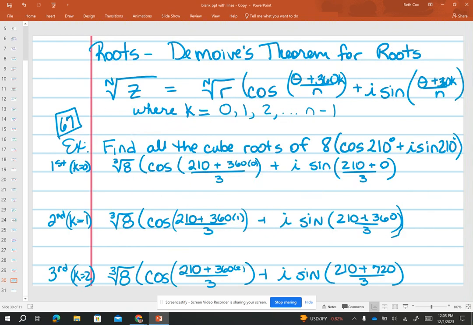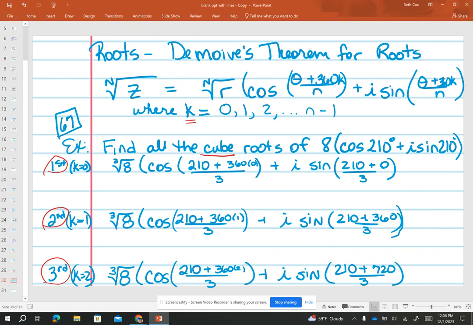Now, the hard one is the roots. This is the roots. The de Moivre's theorem for the roots, and this is the hardest one. It requires multiple calculations, and so here we go. It says find all the cube roots of 8 cosine 210 plus i sine 210. Okay, we have our formula, and there are 3 of these. It says cube roots, so there are 3 of them: the first one, the second one, and the third one. We have to do 3 calculations. That's where this k stuff down here is.